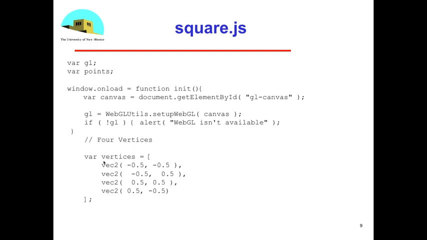So we define 4 vertices, which are the corners of the square. We're rigging the coordinate system so that it'll come out as a nice little square inside the region we just defined back in the HTML file. We'll talk about that in the next lecture. But there's our 4 vertices.